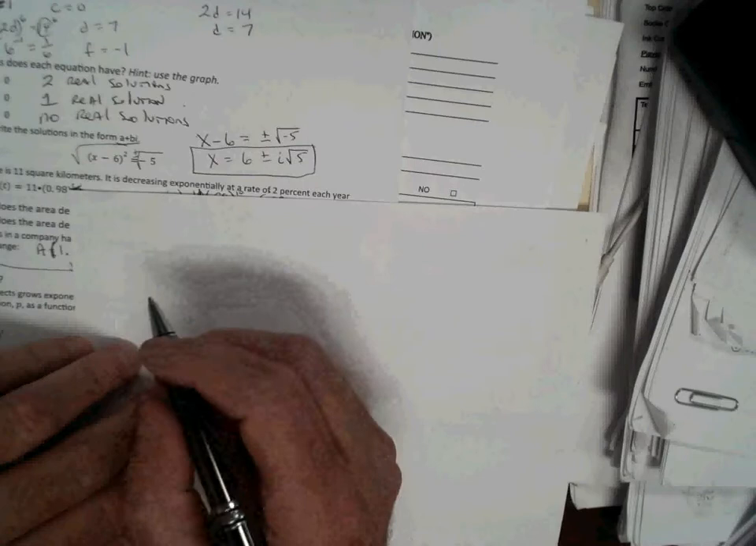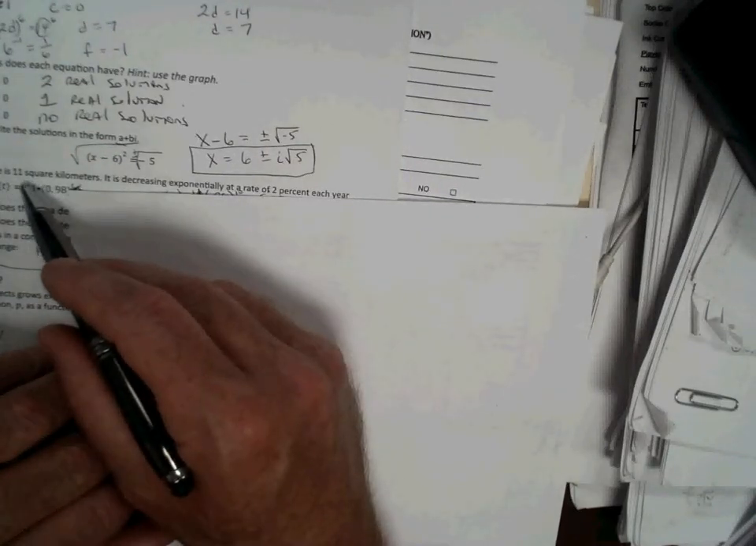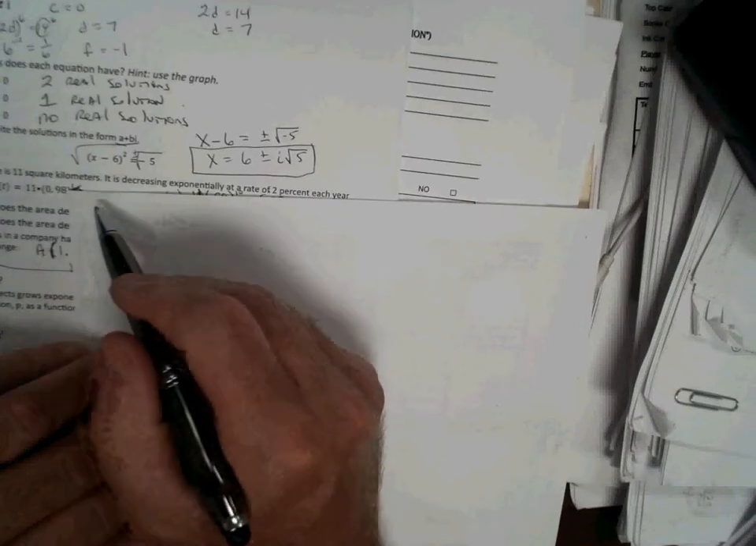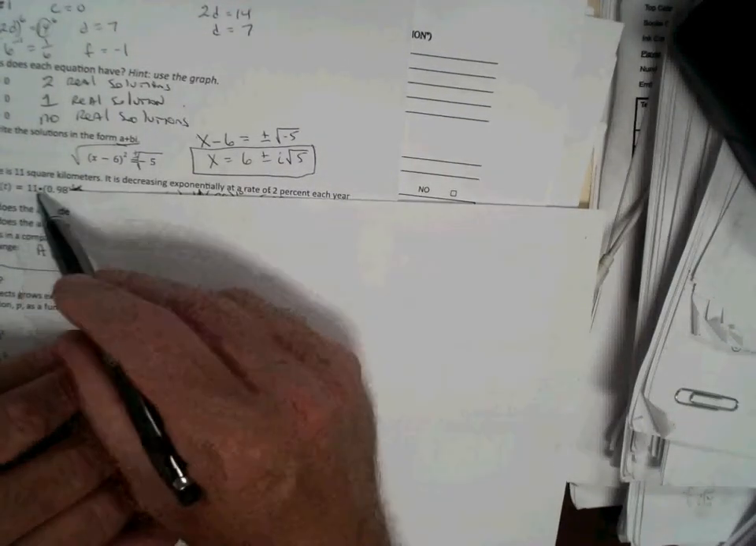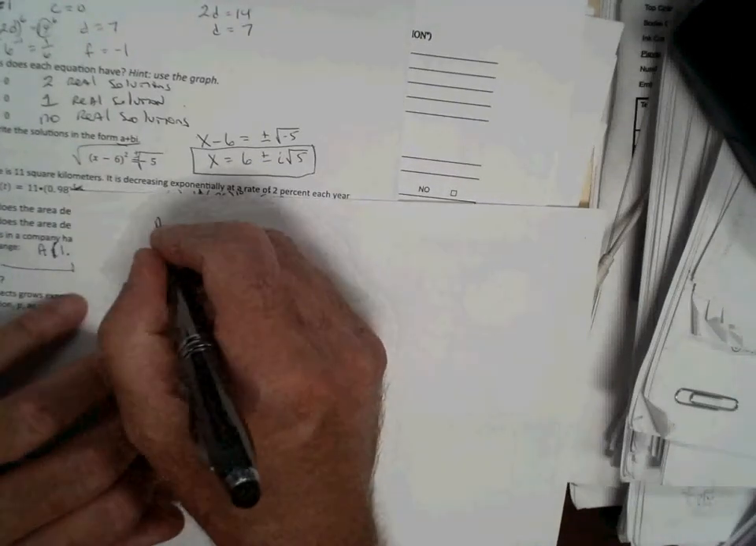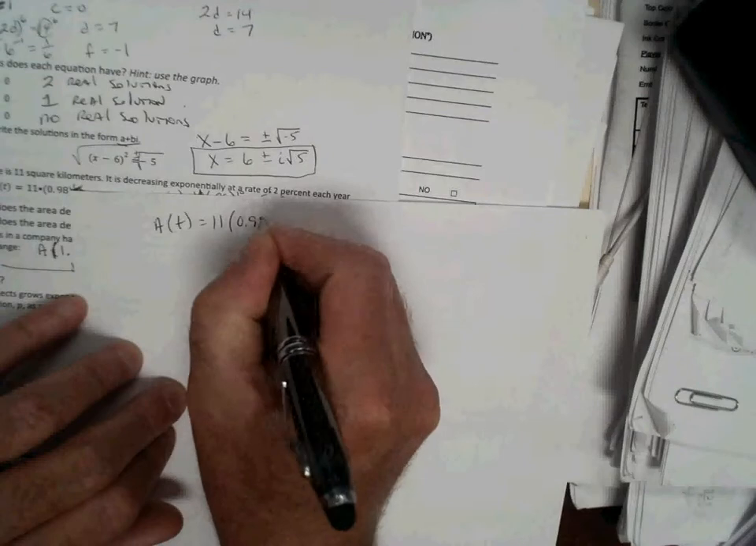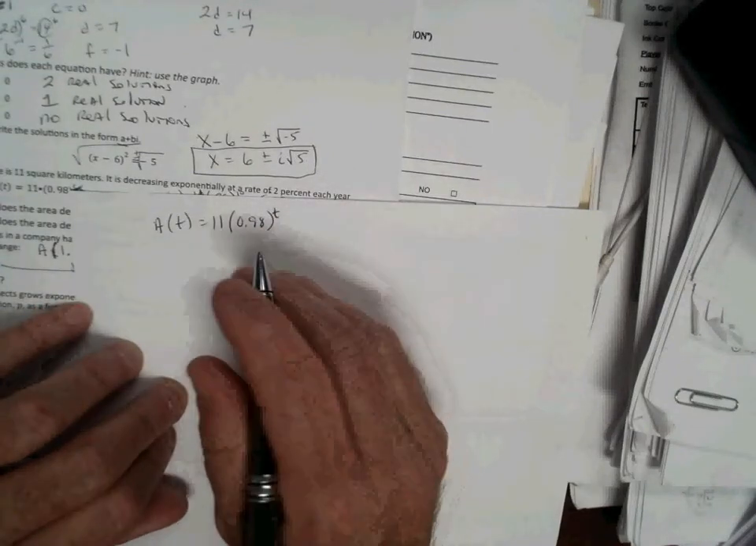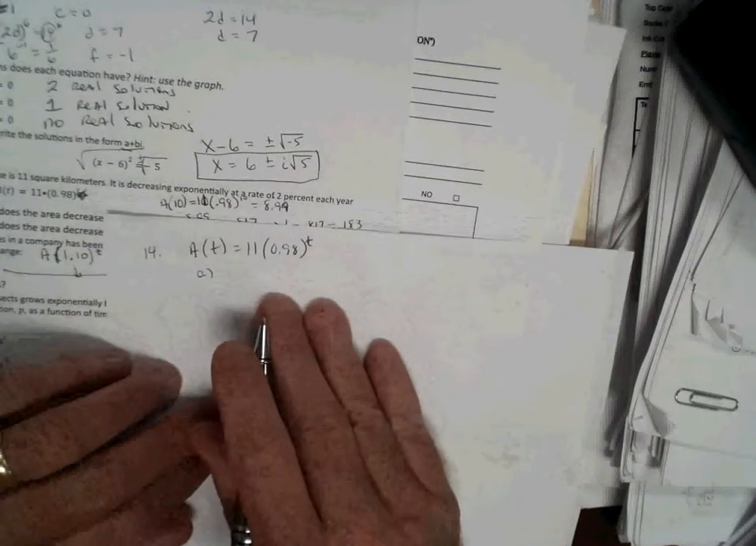We've got the area of a lake. The area covered by a lake is 11 square kilometers, decreasing exponentially at a rate of 2% each year, and it's modeled by this function, A of t equals 11 times 0.98 raised to the t. Our first question, A, for number 14, is by what factor does the area decrease in 10 years?